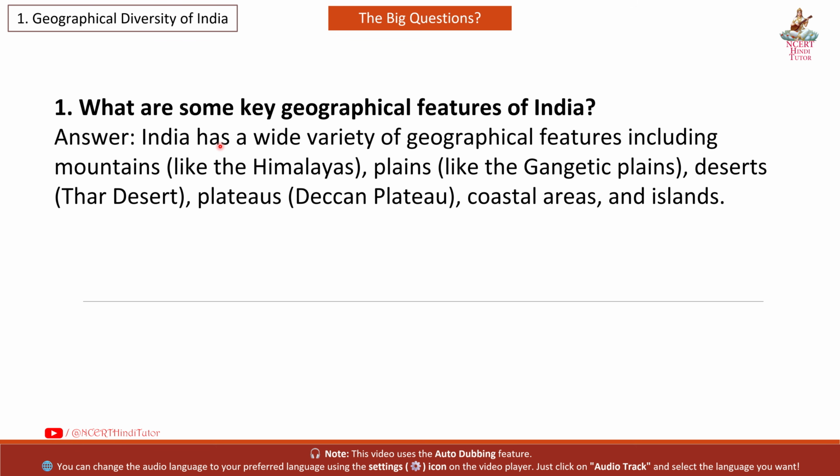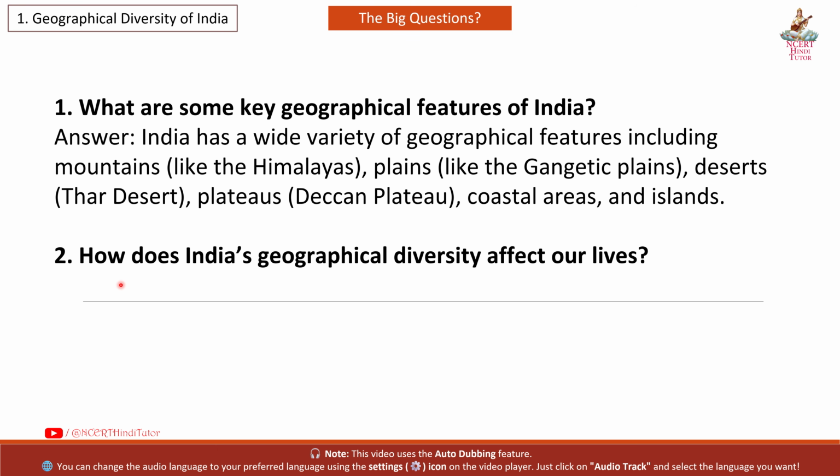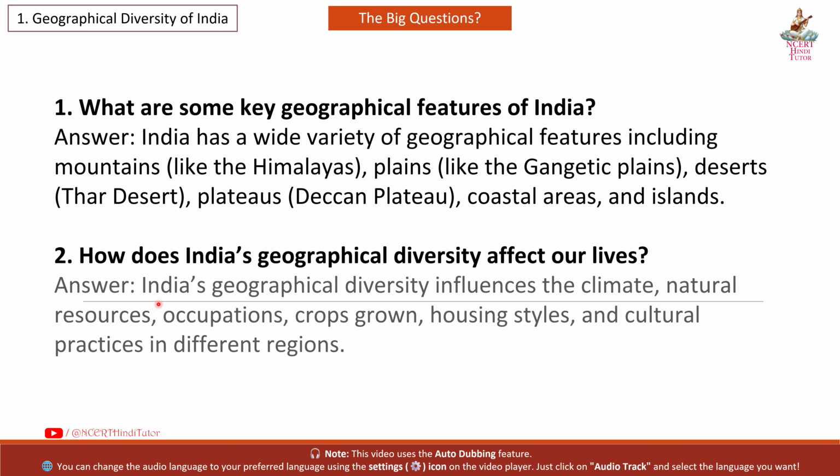Answer: India has a wide variety of geographical features including mountains like the Himalayas, plains like the Gangetic Plains, deserts like the Thar Desert, plateaus like the Deccan Plateau, coastal areas and islands. Question 2. How does India's geographical diversity affect our lives? Answer: India's geographical diversity influences the climate, natural resources, occupations, crops grown, housing styles and cultural practices in different regions.